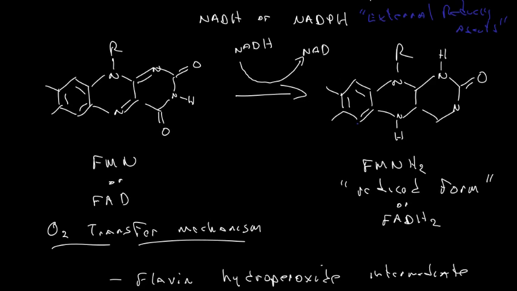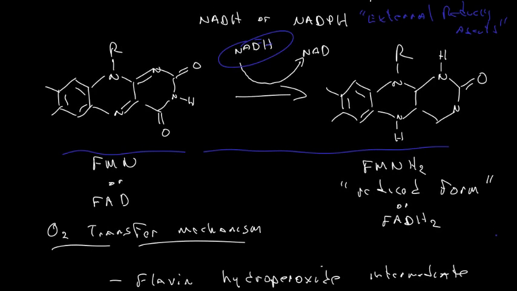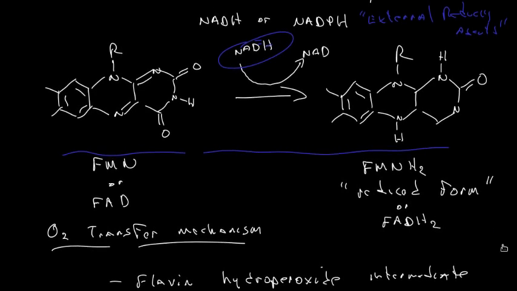So this reaction depicts the activation of flavin by NADH. Essentially, the FMN or FAD gets converted to FMNH2 or FADH2, the reduced form of them, by NADH acting like a reducing agent. That's pretty straightforward. I believe we looked at some of the mechanisms of that in the past.